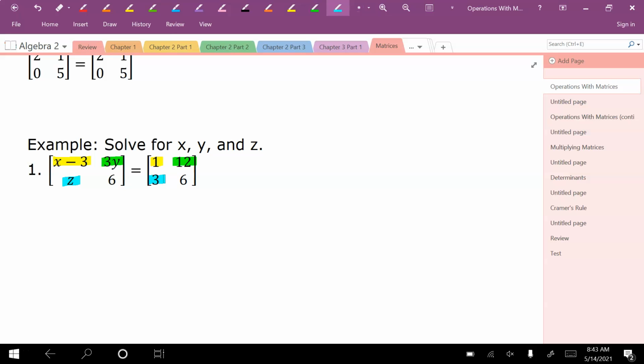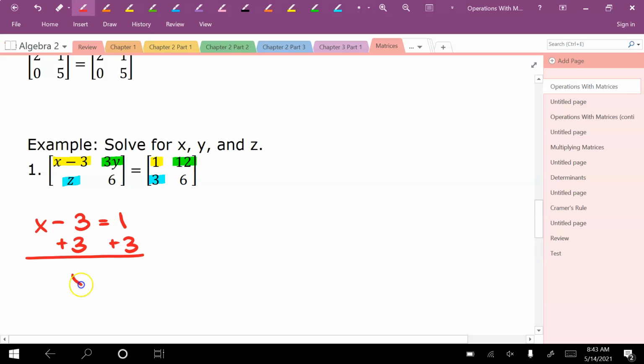So when I set them equal, I should be able to either just know what the variable equals or I should be able to solve for it pretty easily. So for example, for the x, I would set x minus 3 equal to 1. And then to solve for x, I would just add 3 to get 4. So there would be the value of x.